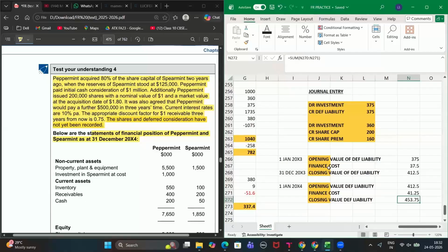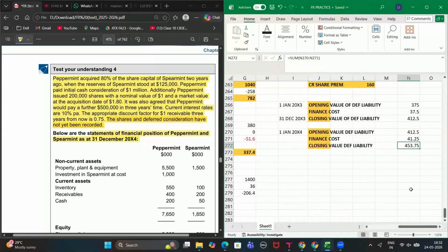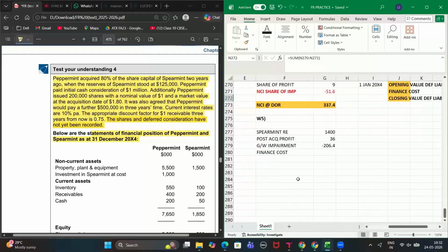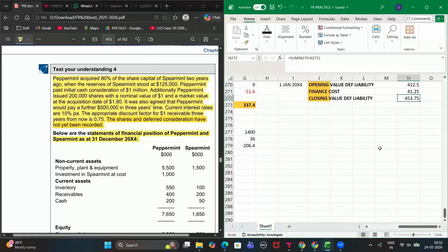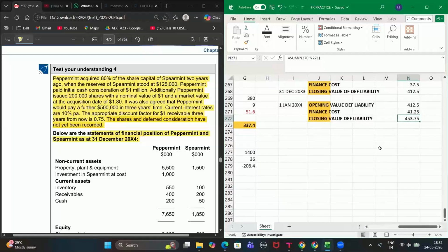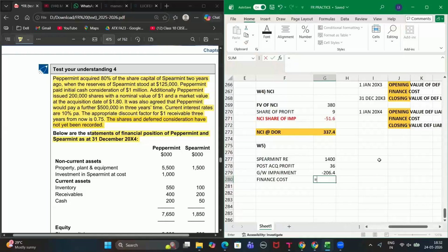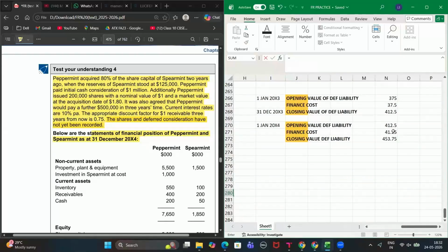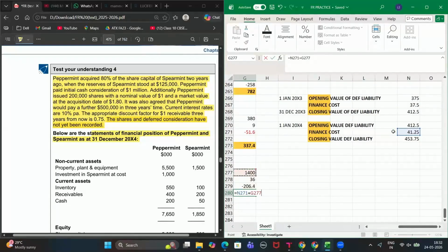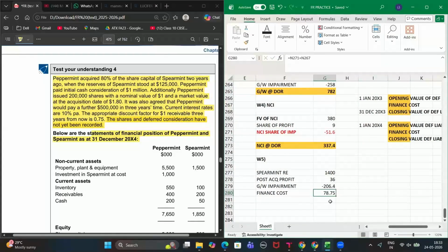So what is the finance cost that we have to recognize in the books? Tell me. How much is it? What is the total finance cost that we have to mention? 78.75. So where will we show this finance cost in the workings? Group retained earnings. This is equal to 41.25 in the current year and 37.5 in the previous year. Is it clear?